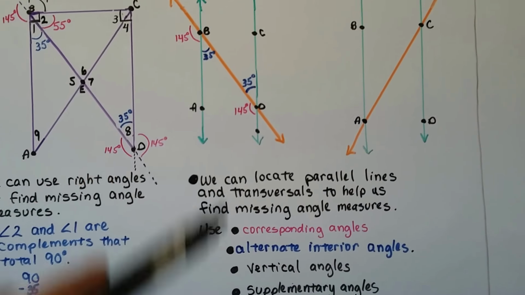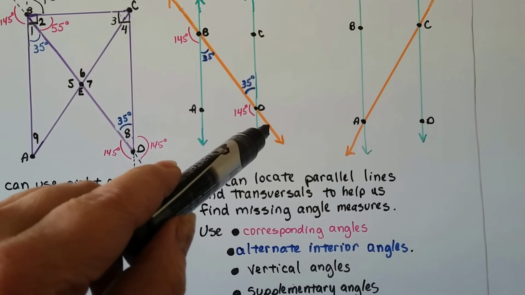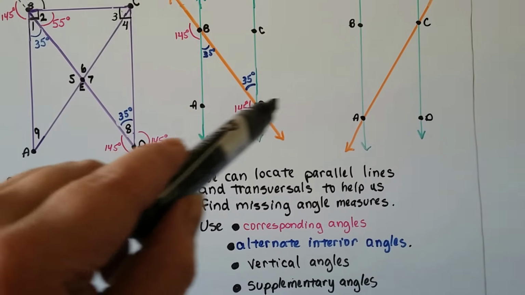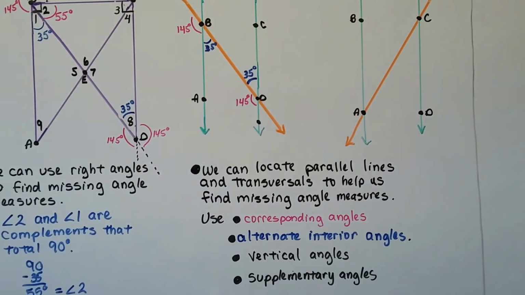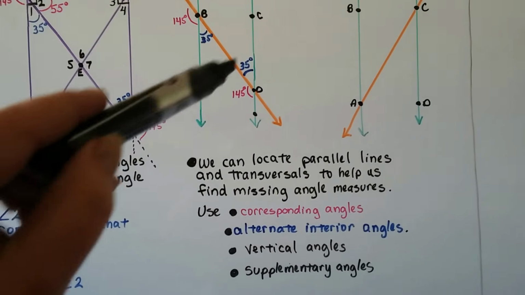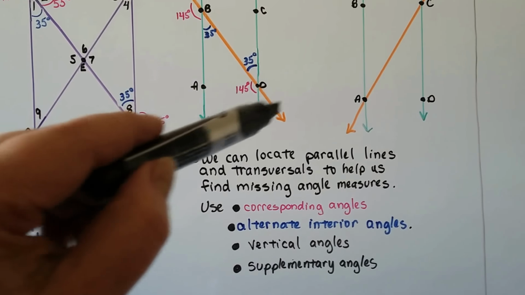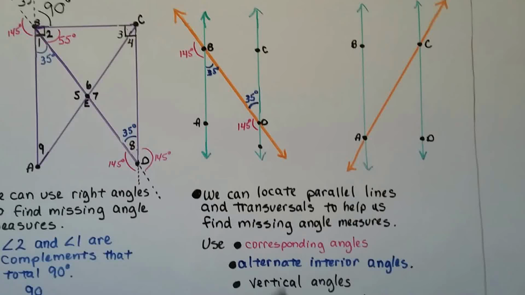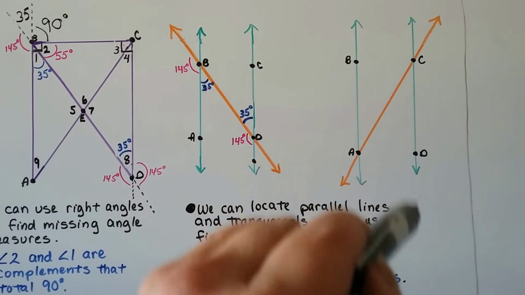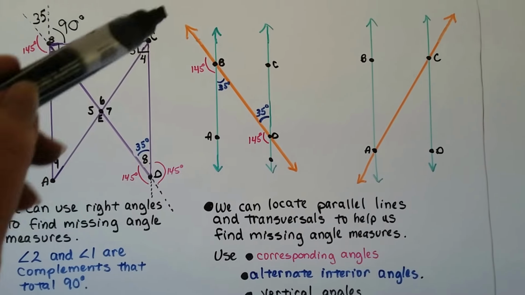See? We can use vertical angles, so we know that one's 35, and that one must be 145 because it's vertical on that side. And we can use supplementary angles. We know that that's 180. That together would be 180. We can also look at it as here's the two parallel lines, and this is the transversal. See that?